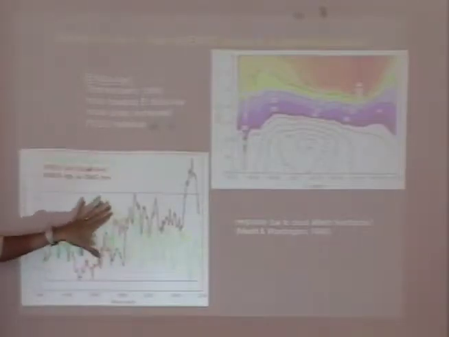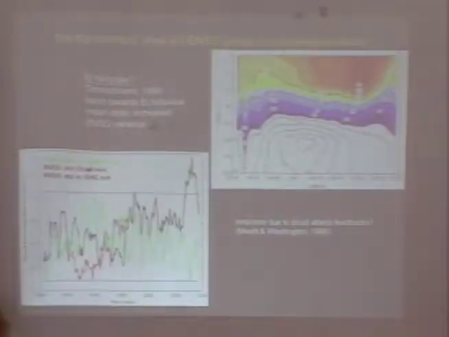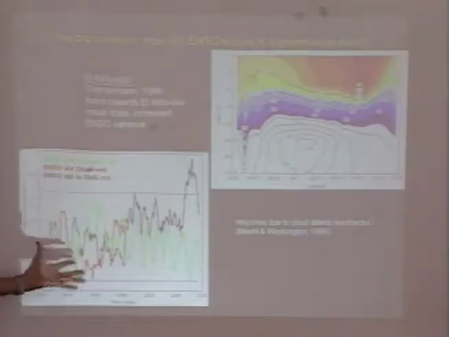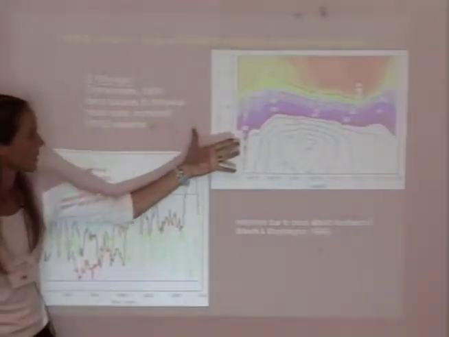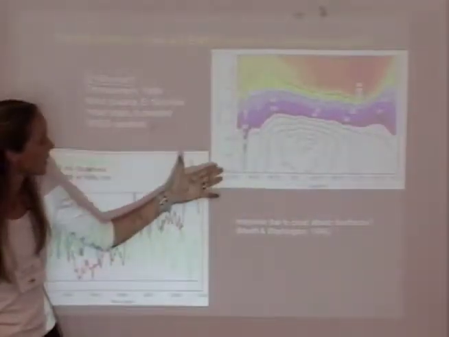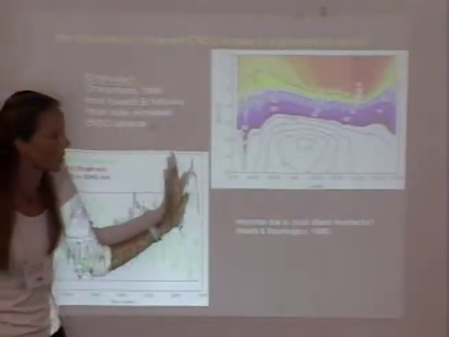So in this run, basically, they took a GCM and they forced it with greenhouse gases. And this is the response that they got in the tropical Pacific. This is down to 200 meters across the basin.